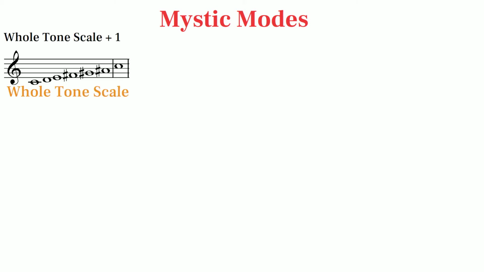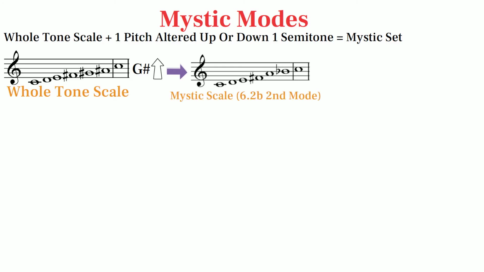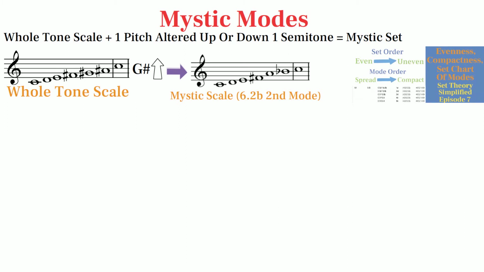So what makes a group of pitches part of set 6.2? When they fit into a scale that is just like the whole tone scale, besides one pitch being altered up or down 1 semitone. The name 6.2 comes from our evenness ranking system discussed in a previous video. It means it's the second most even 6-note set right after the whole tone set.